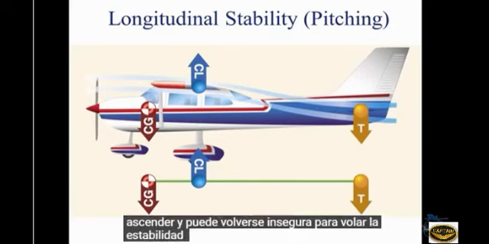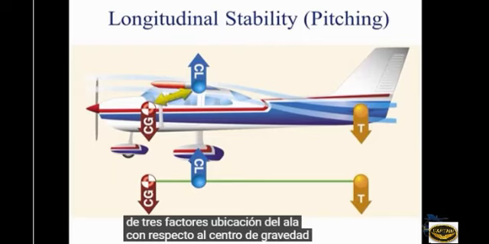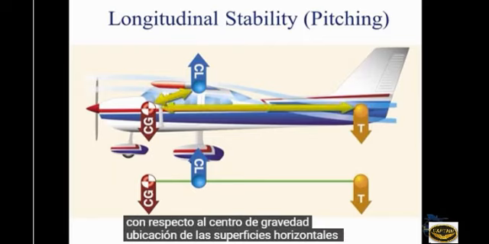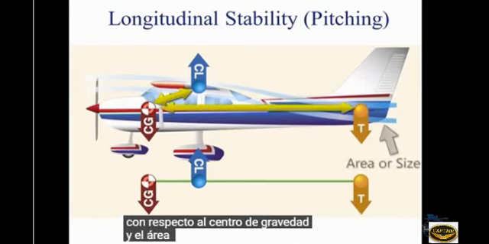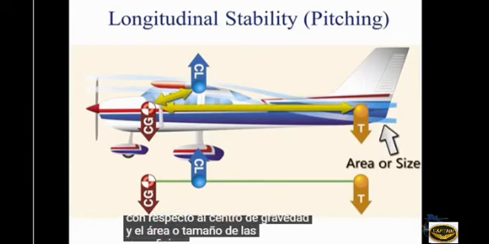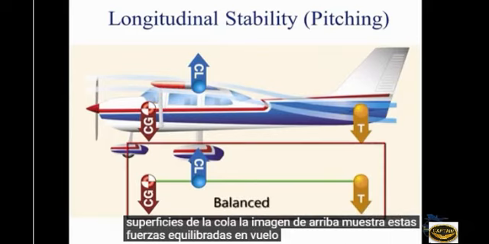fly. Static longitudinal stability or instability in an aircraft is dependent upon 3 factors: location of the wing with respect to the center of gravity, location of the horizontal tail surfaces with respect to the center of gravity, and the area or size of the tail surfaces. The above picture shows these forces balanced in flight.